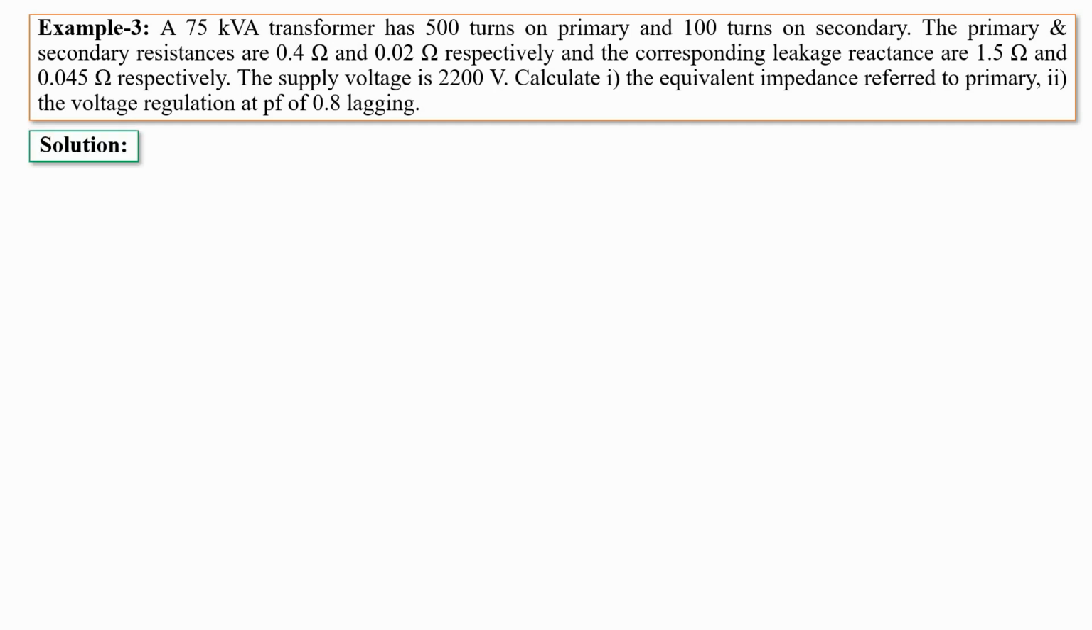So the solution is, first of all, here the primary voltage is 2200 volt. So the transformation ratio can be calculated here. It is N2 by N1. The secondary number of turns is 100 and the primary number of turns is 500, and that is 0.2.